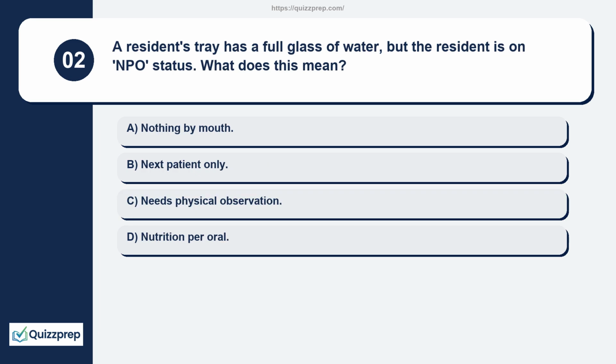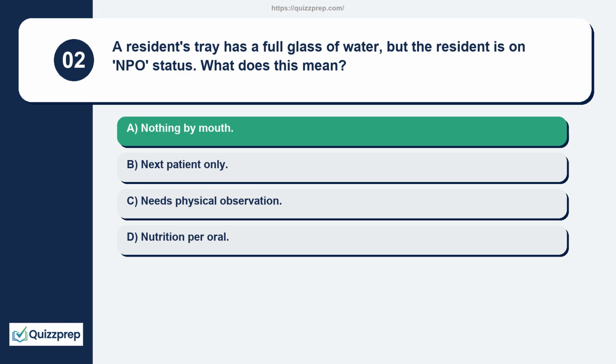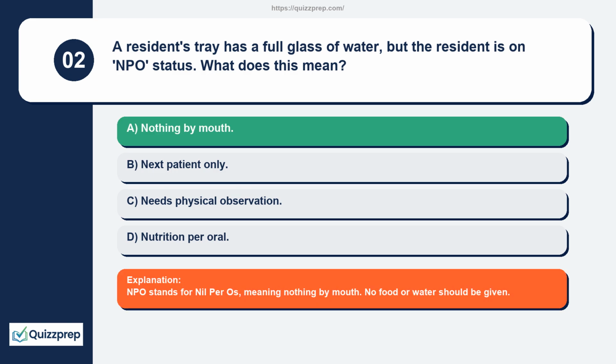Question 2. A resident's tray has a full glass of water, but the resident is on NPO status. What does this mean? Nothing by mouth. Next patient only. Needs physical observation. Nutrition per oral. NPO stands for nil per OS, meaning nothing by mouth. No food or water should be given.